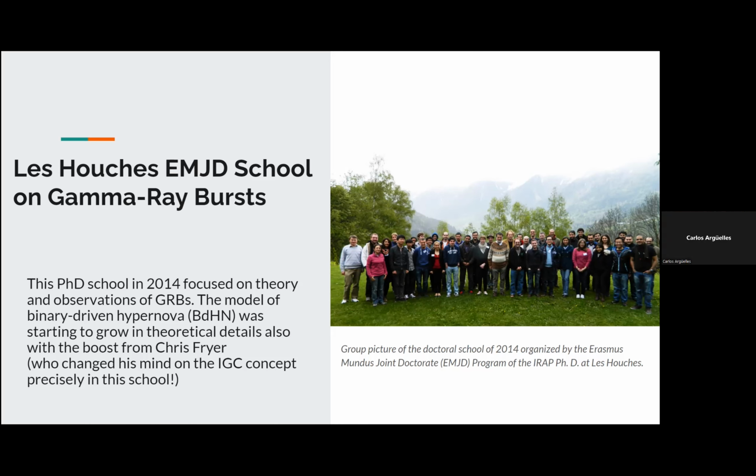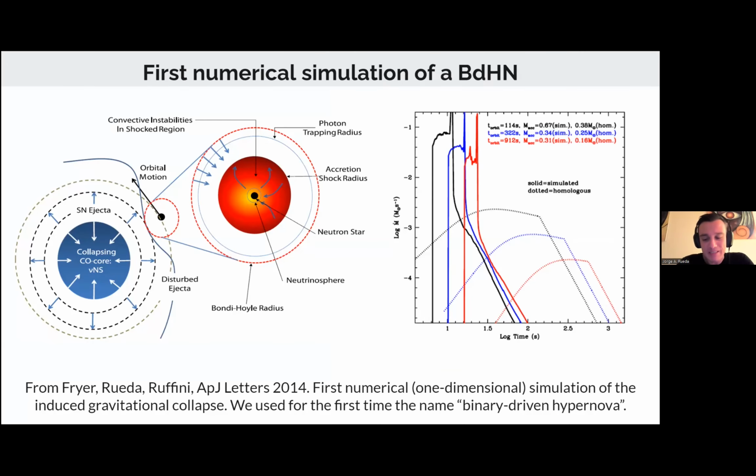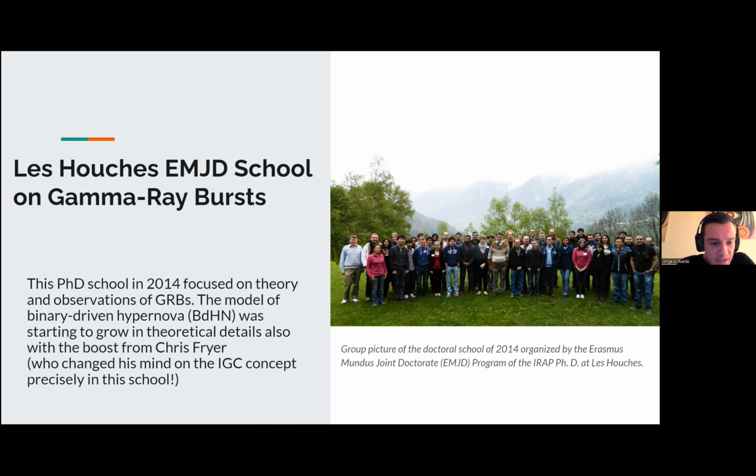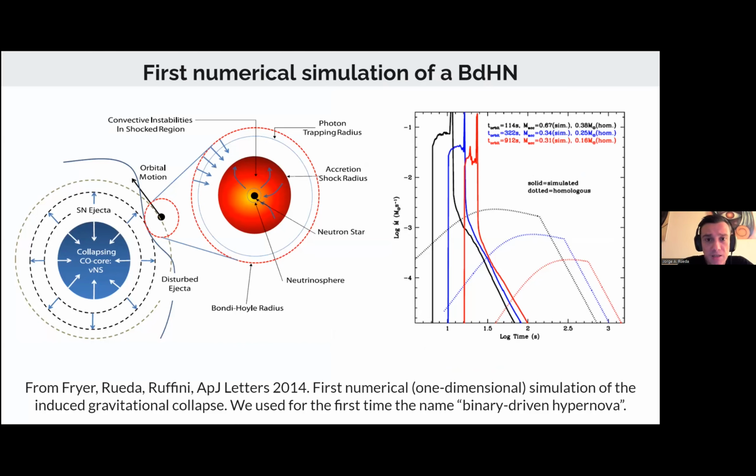Yeah. I always want to remember that Chris Fryer changed his mind on the IGC content. He was actually trying to show that this mechanism couldn't work, that by taking a supernova explosion and putting a neutron star companion, you could never get critical mass. But when he started to make his own simulation, he realized that this was one of the possible outcomes of his simulations. So we started to move from that, and actually this was the beginning of this paper.